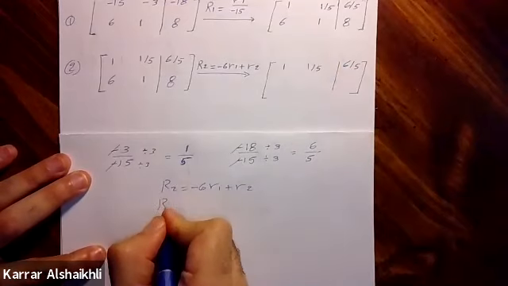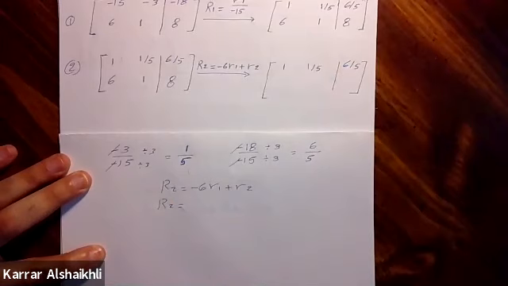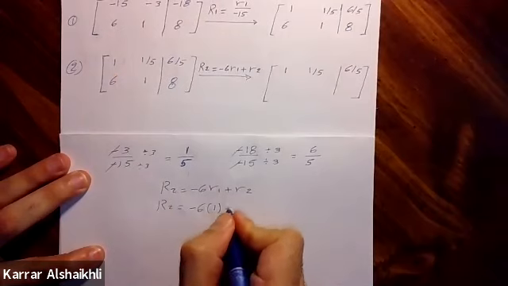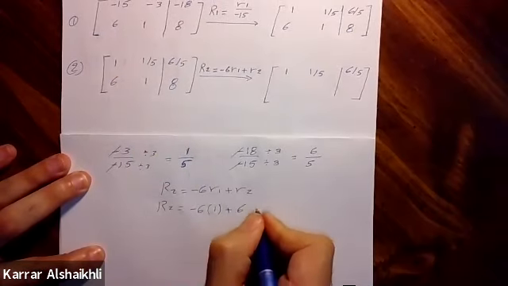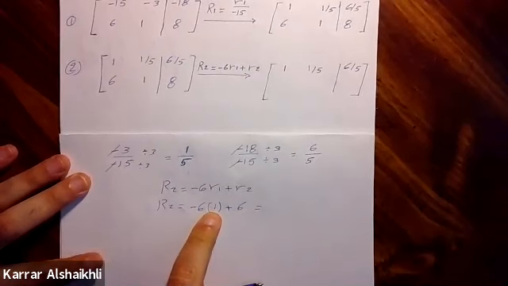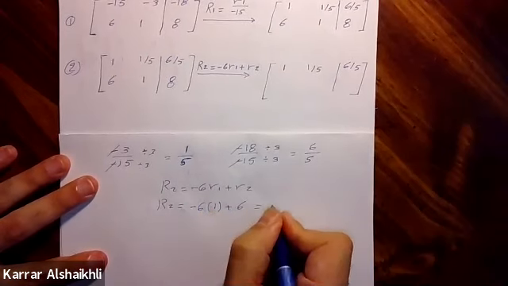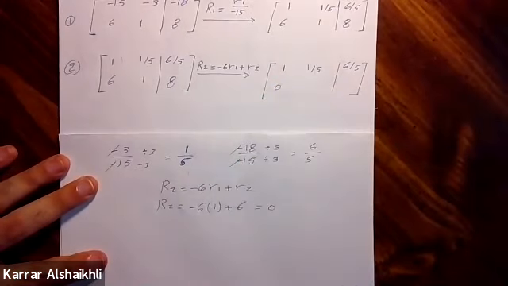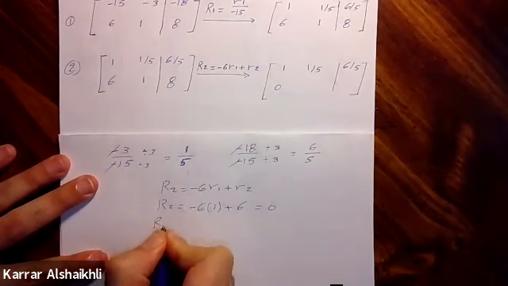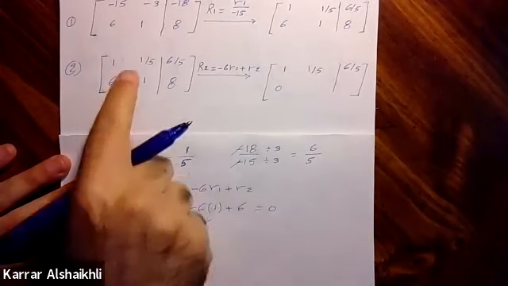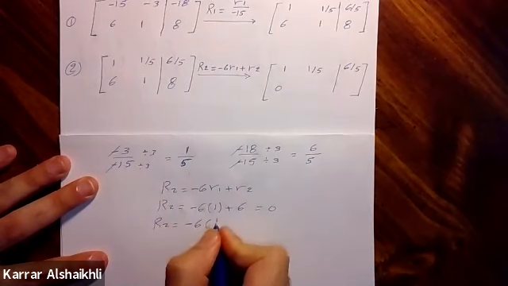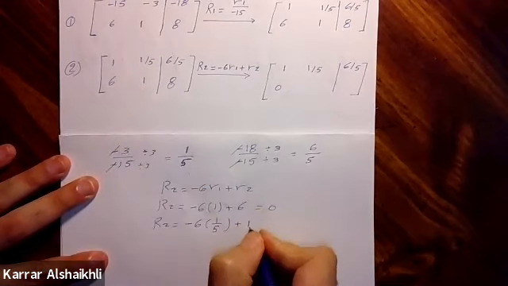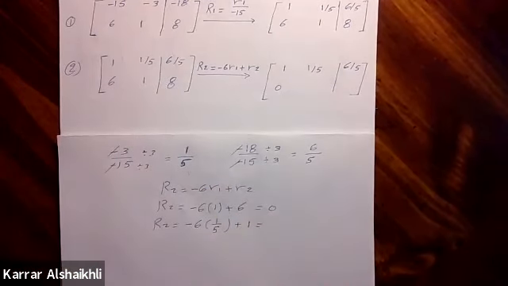Let's do this one. R2 is going to be equal to -6 times R1, which is 1, plus 6. -6 times 1 is going to be -6. -6 plus 6 is going to be 0. So this number is going to be 0. With the second number, it's going to be -6 times 1 over 5 plus 1. This is an important step, how much you're going to get.